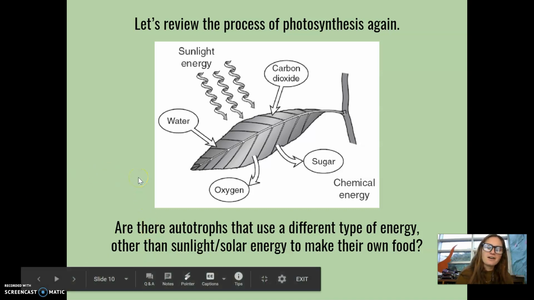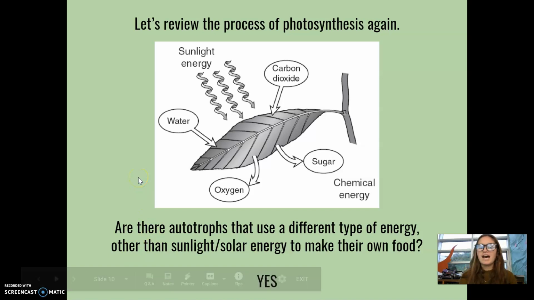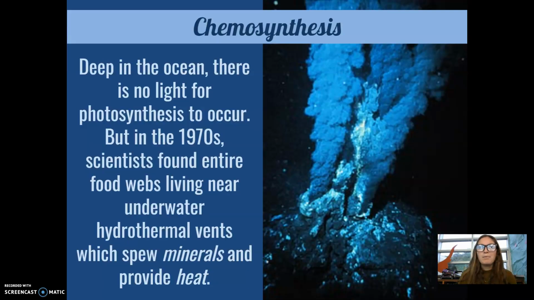Now, are there any other autotrophs that can use a different type of energy, other than sunlight or solar energy, to make their own food? Yes, there are. We don't talk about them as often, but think about it. The ocean is huge. It's easy for us to explore things on land, although there are still areas that have not been explored, like the Amazon. But the ocean is huge and vast and so deep, and there are places where it's extremely dark, where no sunlight hits. Turns out there are still organisms that live down there. Well, how do they live down there?